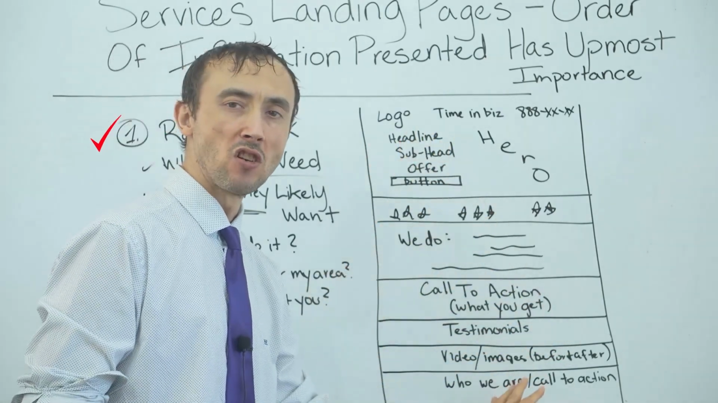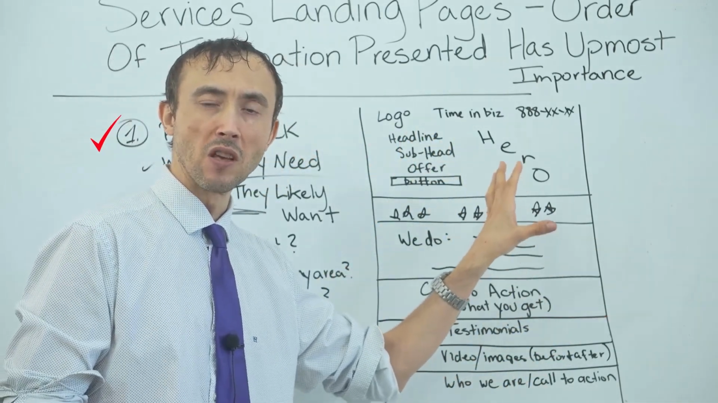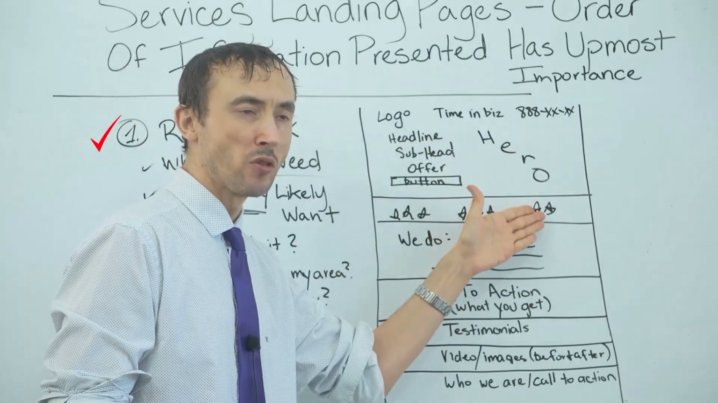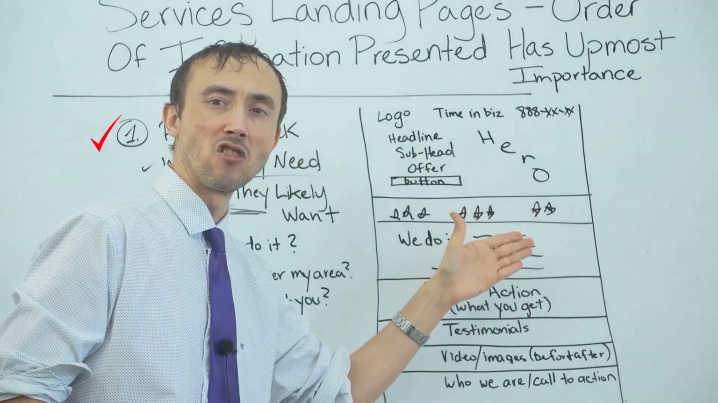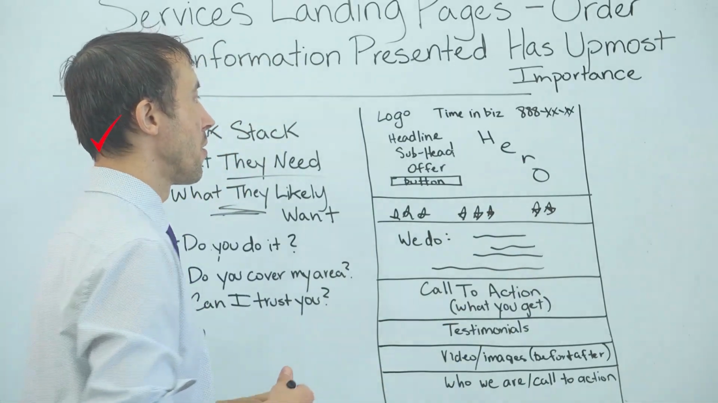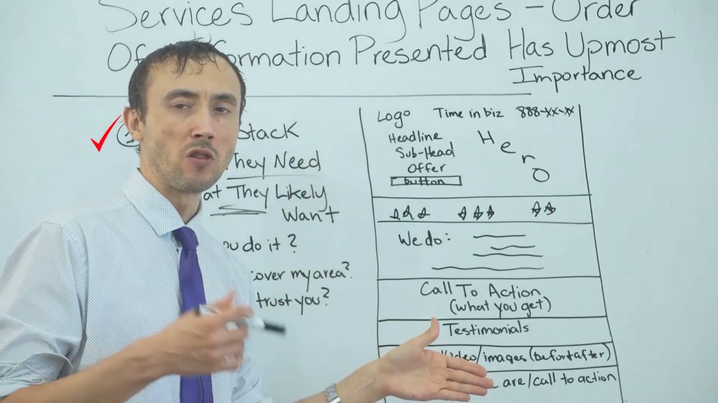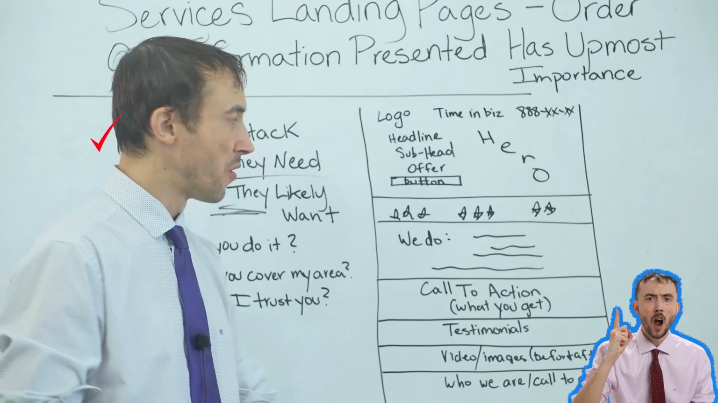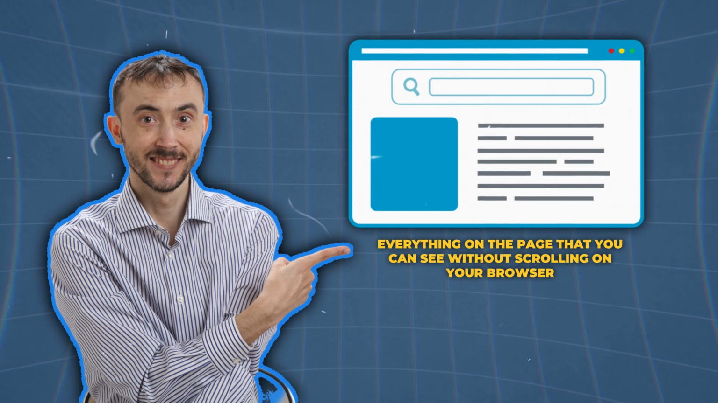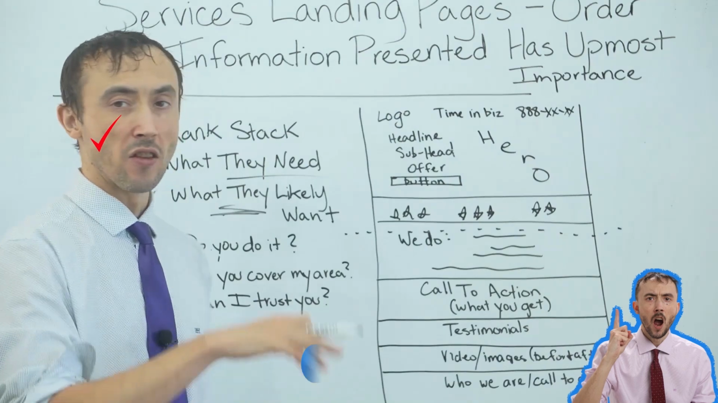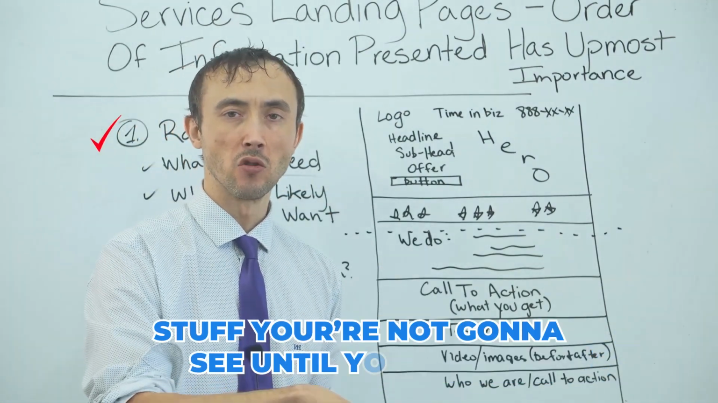The flow of the information conveys that information in simple terms and focuses on the most important stuff that people need first. The second most important stuff that people need to make a decision on whether to call or not is listed second, and so forth down the page. So there are 2 sections on your landing page that you should understand as a landing page designer. There's something called above the fold, which is everything on the page that you can see without scrolling on your browser. And that is going to be about right here on our landing page. And then there's below the fold, stuff that you're not going to see until you scroll.